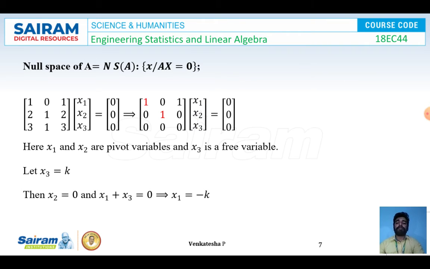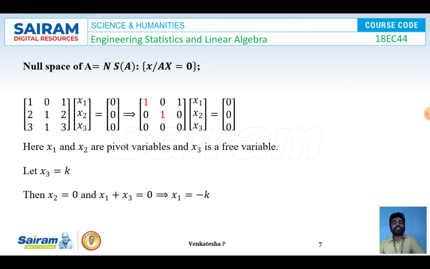After multiplying this, we can observe that x1 and x2 are the pivot variables, because I'm going to multiply this complete x column with the pivot columns. So x1 and x2 are the pivot variables and x3 is a free variable here. So I'll be assuming x3 is equal to k.